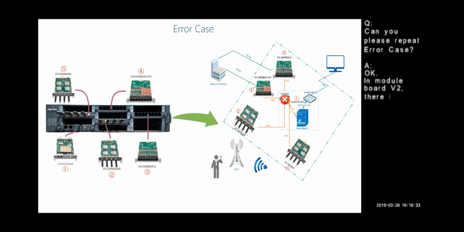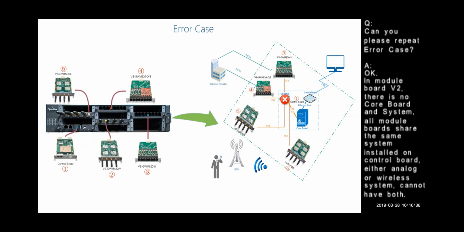Okay, now about the error case. You can see our module boards are version 2. That means it's our new generation board, and this board only has USB bus. They do not have the Coreboard. That means they are USB devices. And this is the Coreboard.